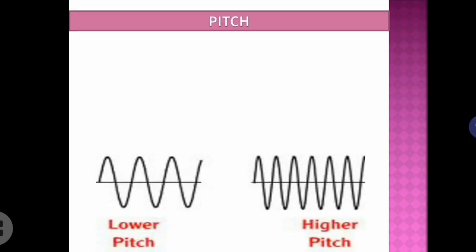Next, pitch of the sound. You can see in the figure, one is named as lower pitch, the other is higher pitch. From the figure, can you identify what factor decides the pitch of the sound? In the first figure, which is named as lower pitch, you can see there are fewer waves. But in the second one, there are more waves. So, the number of waves, or number of oscillations or number of repetitions decides the pitch of the sound. That means the frequency.